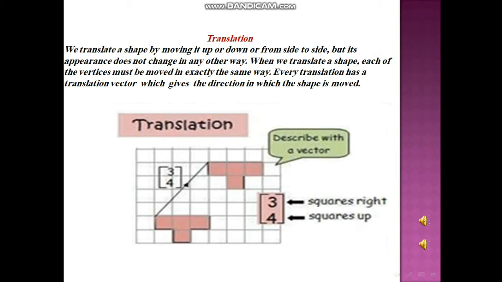Here we have an example of translation. We will translate the shape on the lower side according to the vector given. The vector is (3, 4). Both of them are positive, so we will move right and up. We will move 3 steps to the right and 4 steps up. So we will get the new shape on the top.